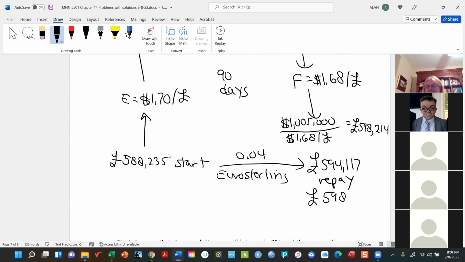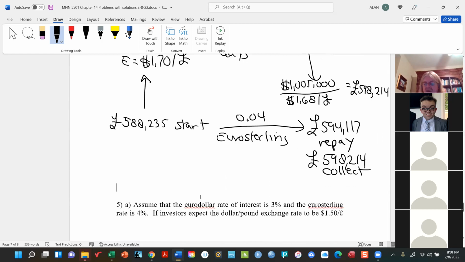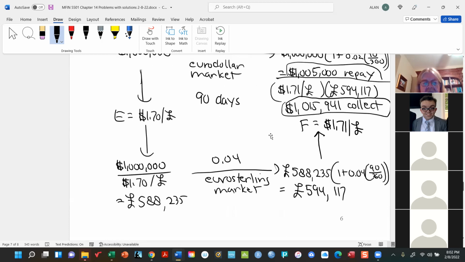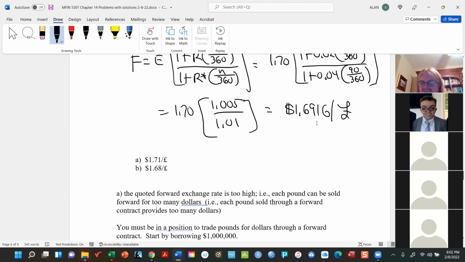It got a little clumsy here, but the key detail is that we still made money. So the profit, even though it's denominated in pounds, is still a profit. That's going to be the difference between the two: 4,097, which doesn't sound like much. Remember, this is free money. Would you ever say no to 4,097 free pounds? Of course not. And you notice too that the profit depends on how far off the quoted forward exchange rate is from the implied forward exchange rate. Here, it wasn't that far off. It was 1.16 cents, which isn't that much.